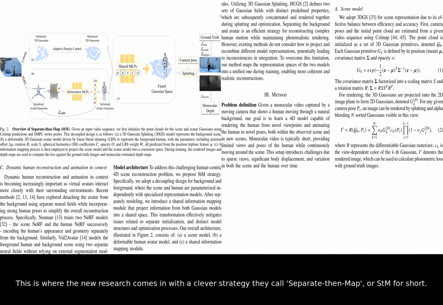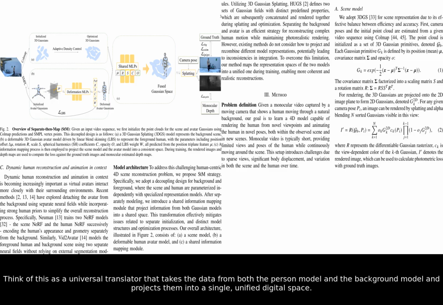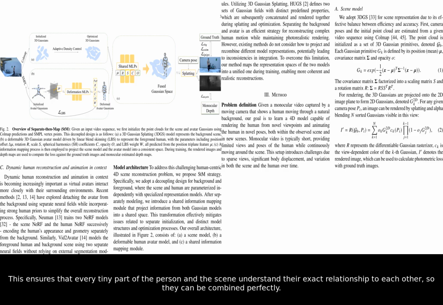This is where the new research comes in with a clever strategy they call separate then map, or STM for short. Like the second approach, they start by creating separate models for the human and the background. But they add a critical, new step: an information mapping module. Think of this as a universal translator that takes the data from both the person model and the background model and projects them into a single, unified digital space. This ensures that every tiny part of the person and the scene understand their exact relationship to each other, so they can be combined perfectly.